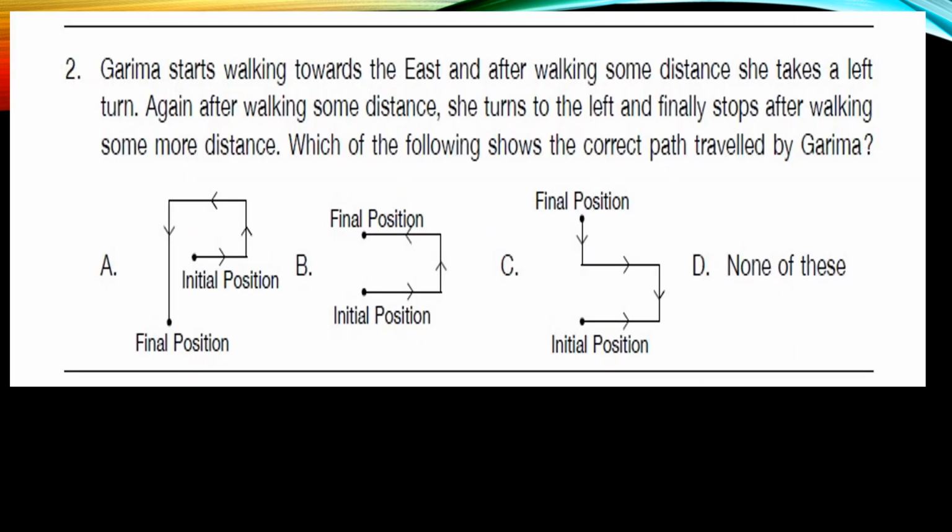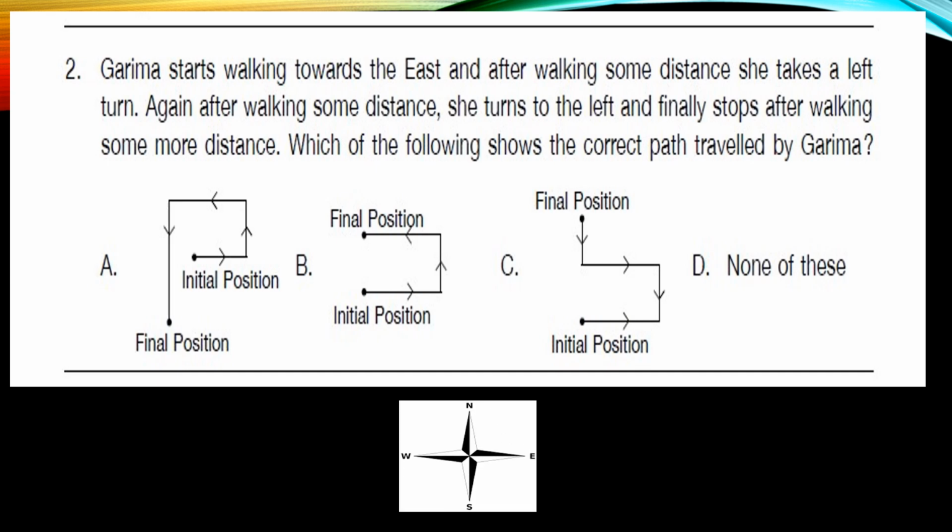Question number 2. Garima starts walking towards the east, and after walking some distance, she takes a left turn. Again, after walking some distance, she turns to the left and finally stops after walking some more distance. Which of the following shows the correct path traveled by Garima? Kids, first we check the directions. This is a compass rose and here is the east direction. So first she starts walking in the east direction.